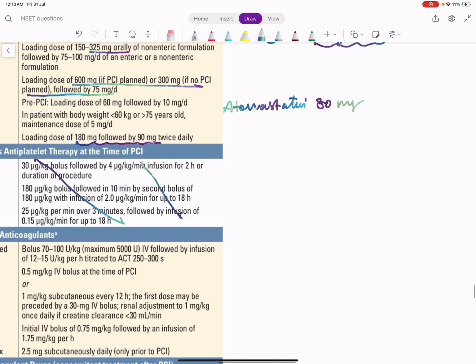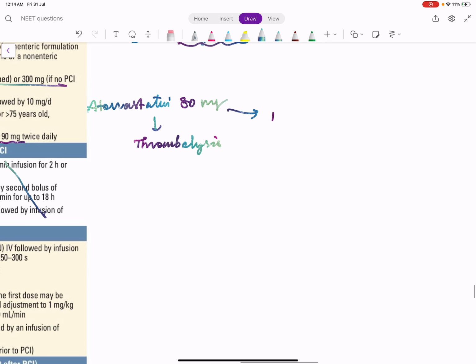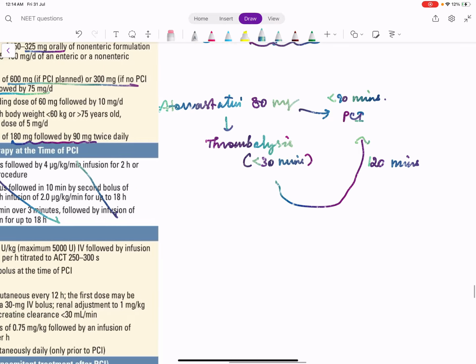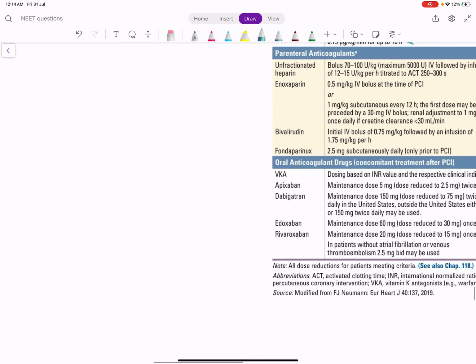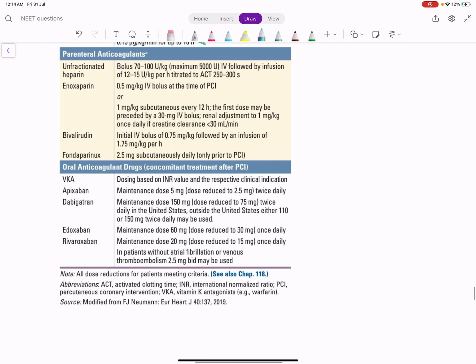So we give the loading dose and we plan for fibrinolysis if it is a non-PCI enabled center. If it is a PCI enabled center, we directly send them for PCI within 90 minutes. If it is a non-PCI enabled center, we do thrombolysis within 30 minutes and immediately refer them so that they finally get PCI within 120 minutes. This is the workflow. This is more than enough to know. And you can read the loading doses.